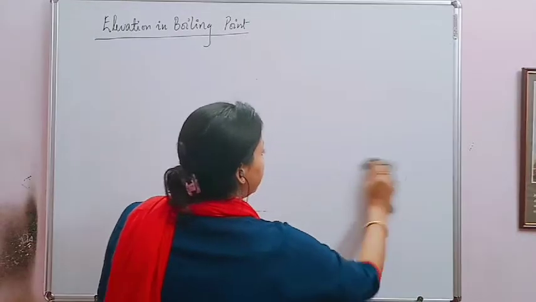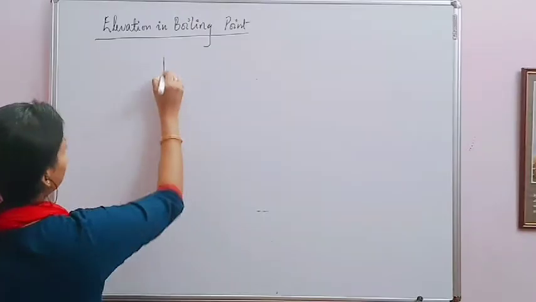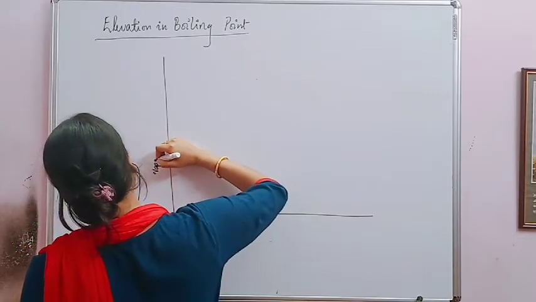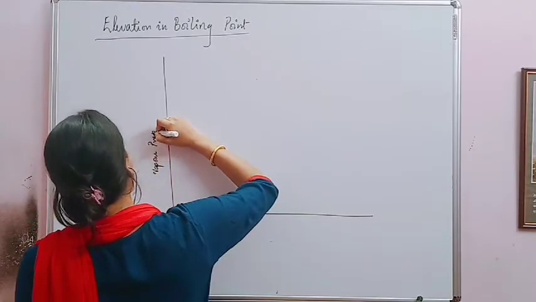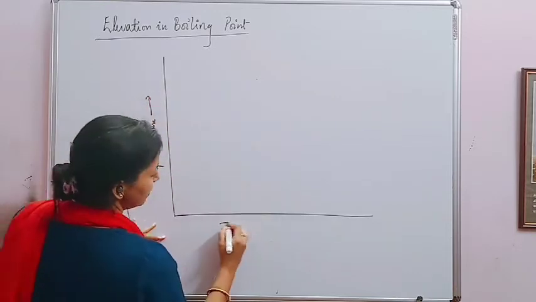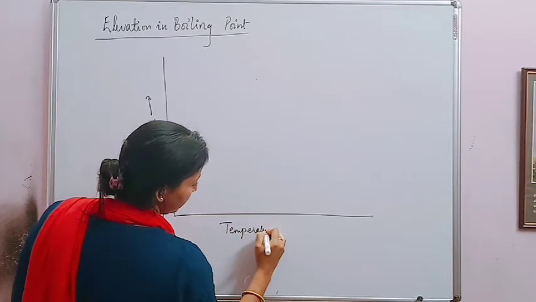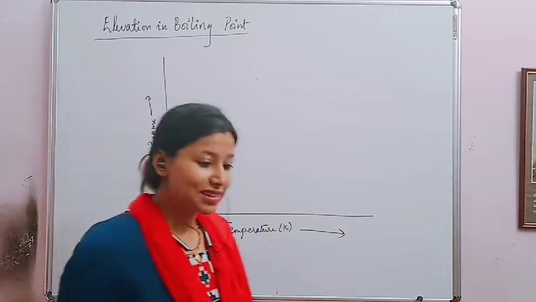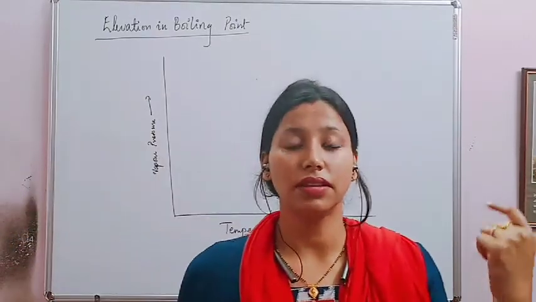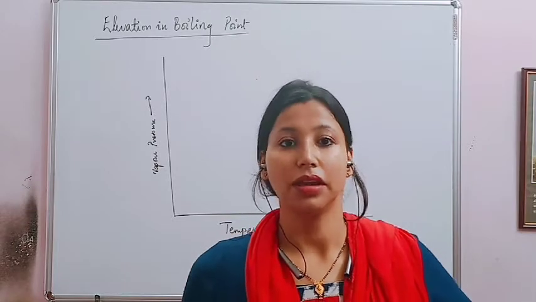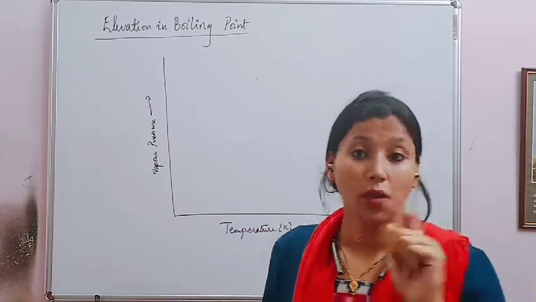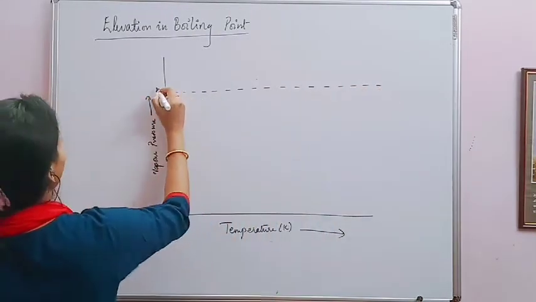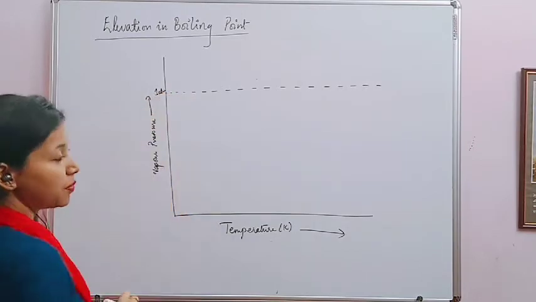Okay. So we'll plot the graph by taking vapor pressure along this axis and temperature in Kelvin along this axis. Now we are saying that boiling point is the temperature at which the vapor pressure of the liquid becomes equal to the atmospheric pressure. Now how much is the atmospheric pressure? Atmospheric pressure is 1 atm. That is the standard pressure. So I'll choose this point to be the atmospheric pressure.